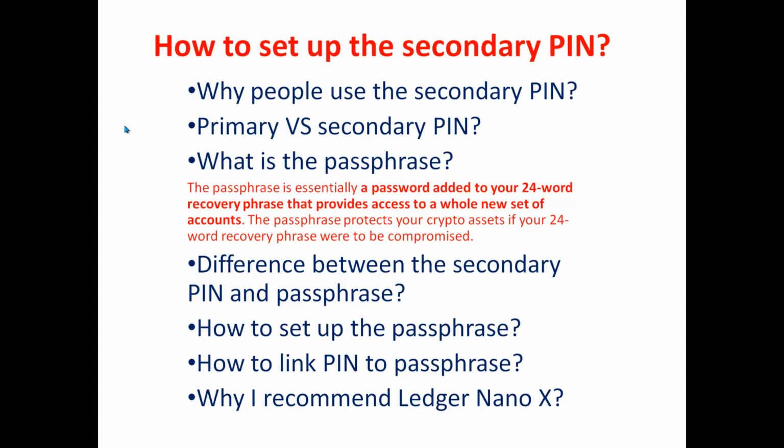People use the second PIN for better protection, as a shortcut to get access to a secret account protected with an additional passphrase. Primary and secondary PIN: the primary is what you set up, and the secondary is connected with the passphrase. What is a passphrase? It is simple. That is a 25th word. Okay, an additional layer for your security with crypto. The difference between secondary PIN and passphrase: you can have as many passphrases as you want, but only one secondary PIN.